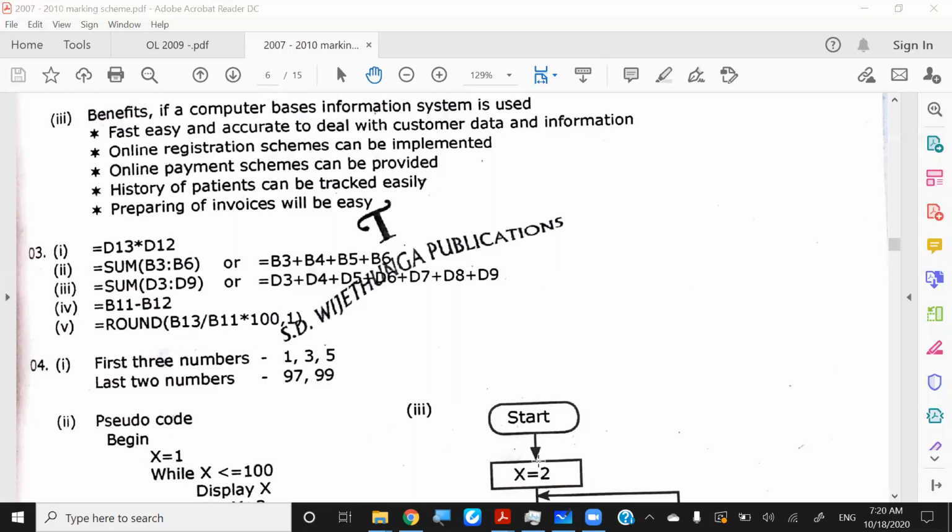And in the third answer, they ask for the total monthly expenditure in B12. That is easy again. The figures of the expenditures are in the D column, from D3 to D9. So it should go like equal sum D3 colon D9, or you can go for the equation equal D3 plus D4 plus D5 plus D6 plus D7 plus D8 plus D9, right? And regarding the fourth part, the monthly savings in the B13 cell.